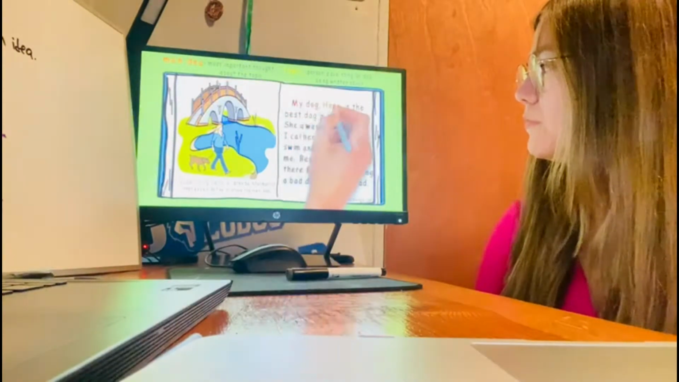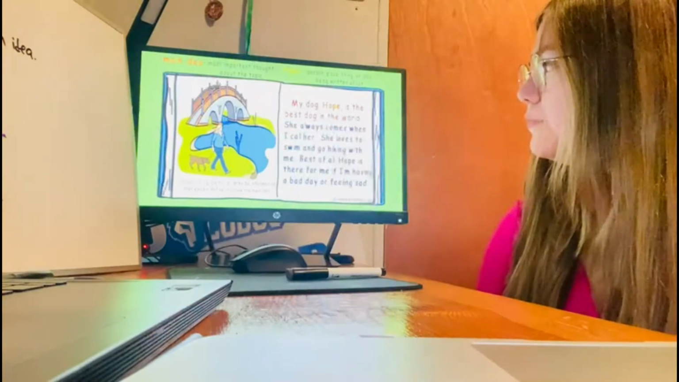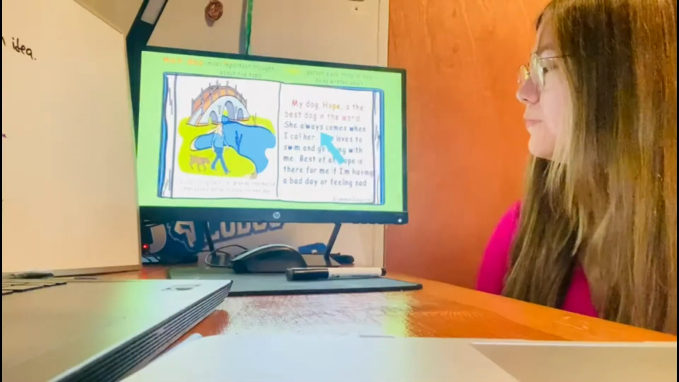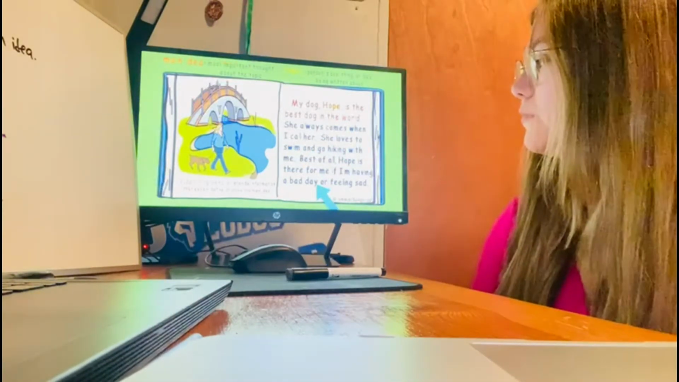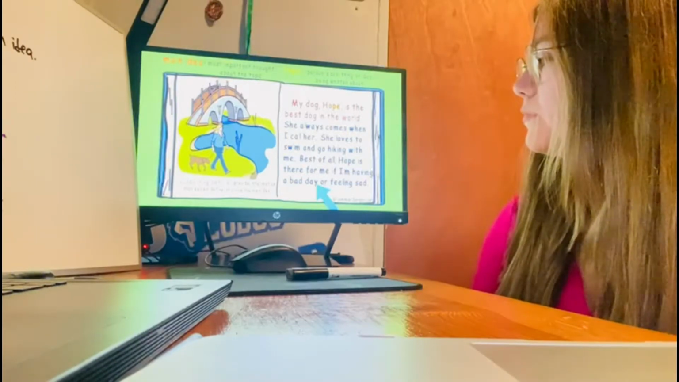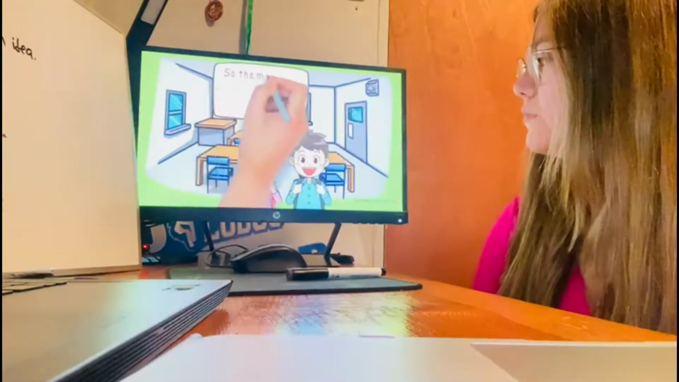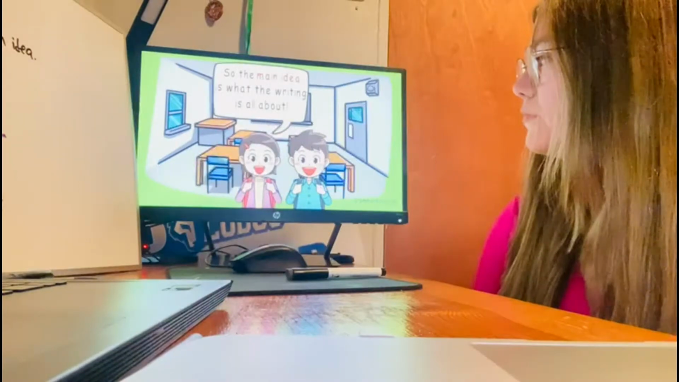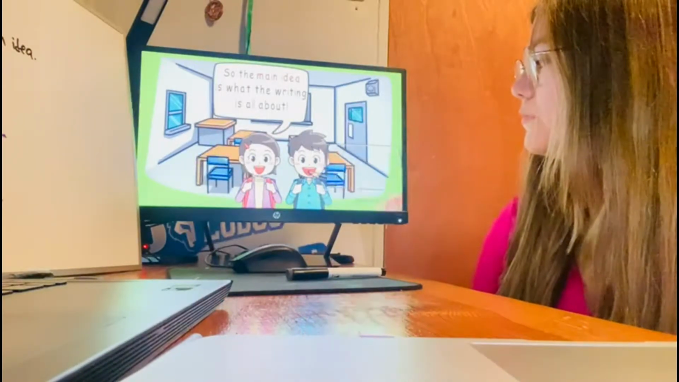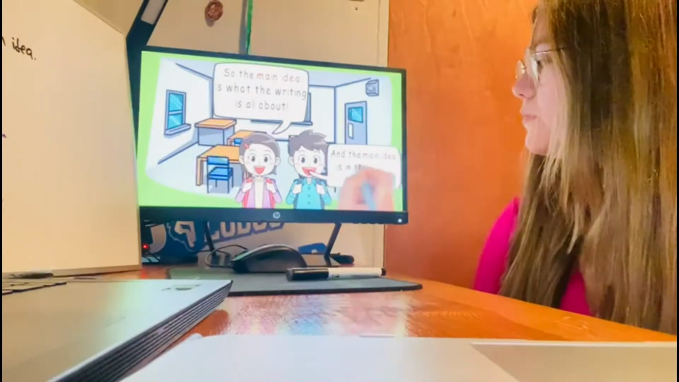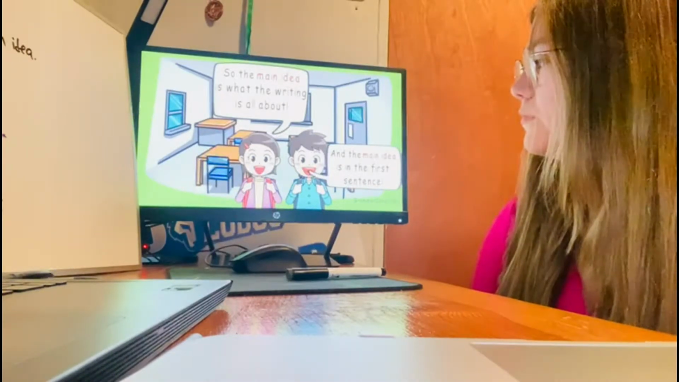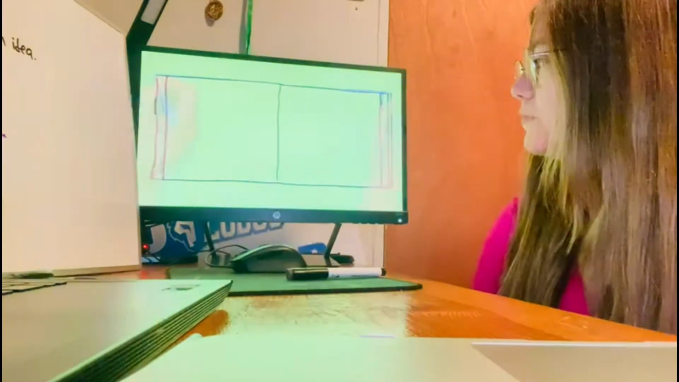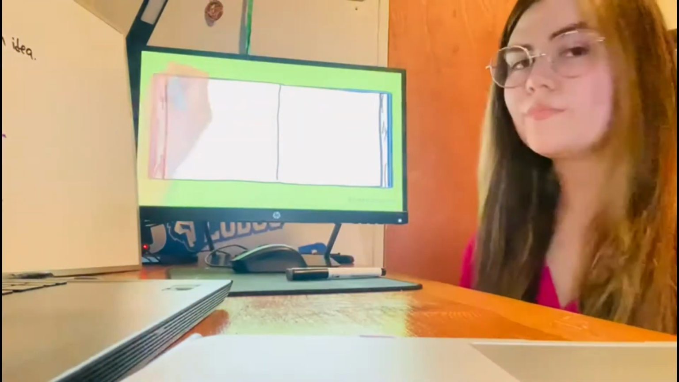So now it's easy to see that my dog Hope is the best dog in the world is the main idea of this paragraph. Every sentence in the paragraph talks about Hope's good qualities. The supporting details explain why Hope is the best dog in the world. So the main idea is what the writing is all about. Yes. And the main idea is in the first sentence. Well, often the main idea can be found in the first sentence, but not always. Let's look at another example.